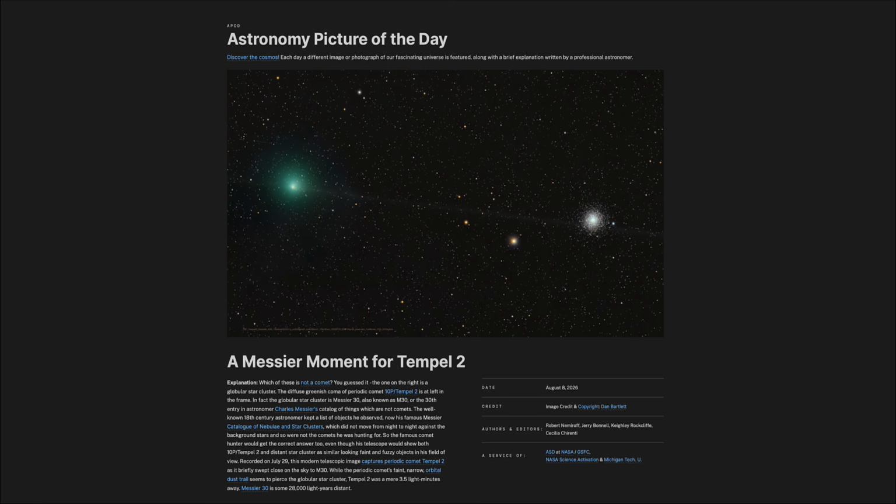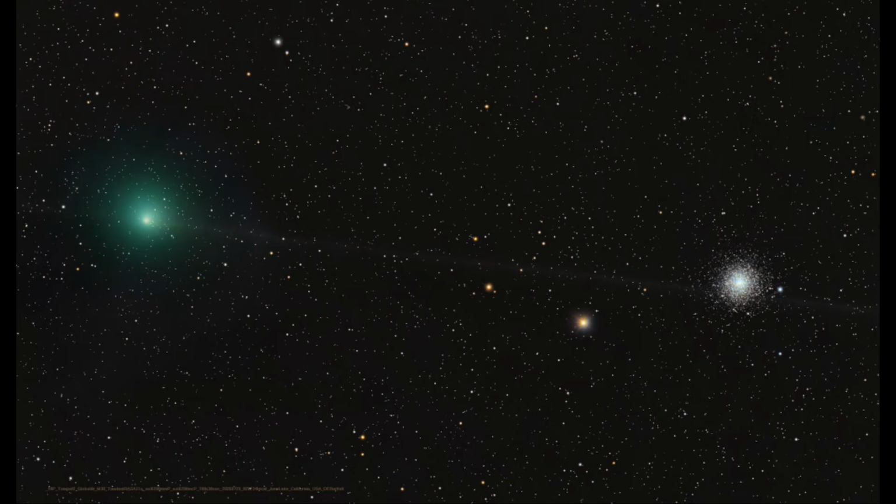Today's picture is titled A Messier Moment for Tempel 2. So what do we see here? Well, here we see two fuzzy objects in the sky. To the left, we see comet Tempel 2, and to the right, we see the globular cluster known as Messier 30 or M30. Now, the Messier catalog of over 100 objects that were not comets.